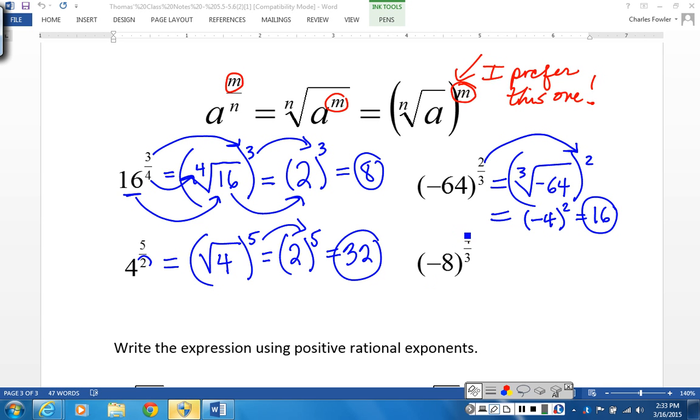Also, negative 8 to the 4/3. You find the cube root of negative 8, all to the 4th power. The cube root of negative 8 is negative 2 to the 4th power, and that should be a positive 16. And the reason why you do the cube root of a negative is because negative 2 times negative 2 times negative 2 is negative 8. So you can find the cube root of negative numbers, but you can't find the square root of negative numbers. You'll go off into complex numbers, and you'll see that in pre-calculus a lot.